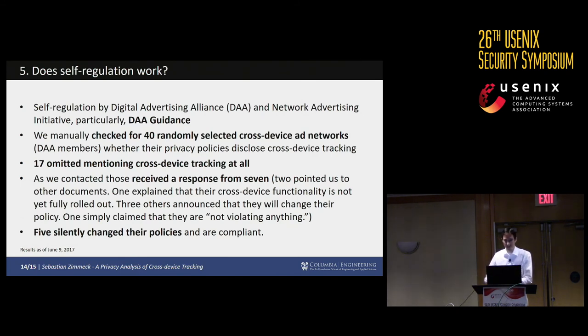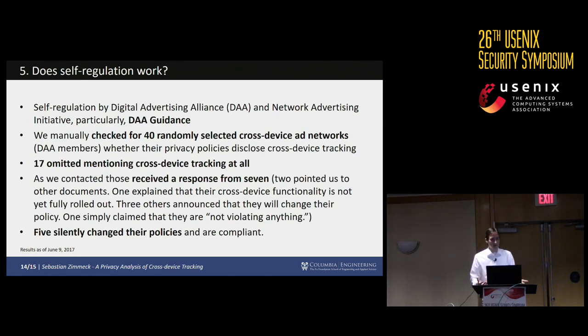We received a response from 7, and 2 pointed us to other documents, and that was actually correct. So they had described this elsewhere, and one said, "Okay, we are actually not doing it. We're just having this on our website so that our clients know we are up to date here, and we are in the course of implementing that." And 3 others said that they will change their policy, and 1 said that they are not violating anything. And without contacting us, 5 then changed their policy. And obviously, we have no way of knowing whether that's due to us getting in touch with them, but it's now compliant. So it seems that there is some compliance, but also there needs to be more done.